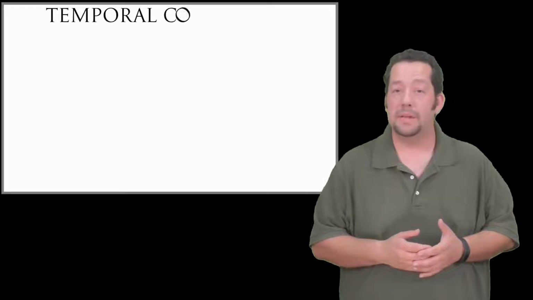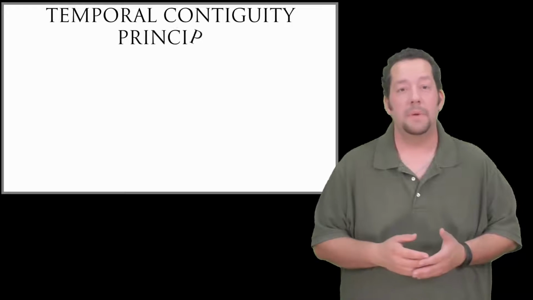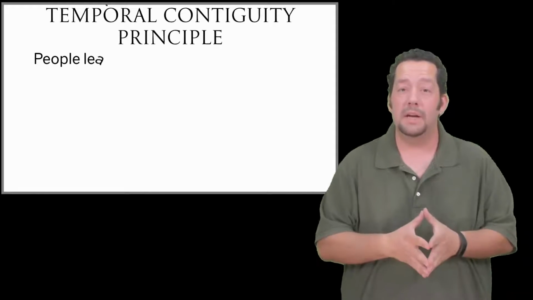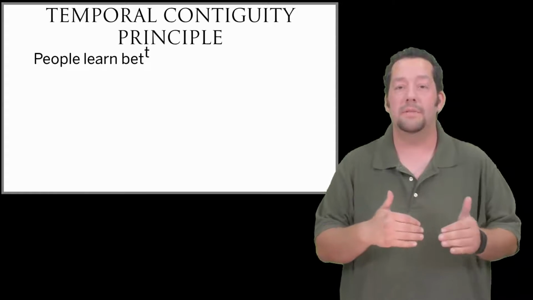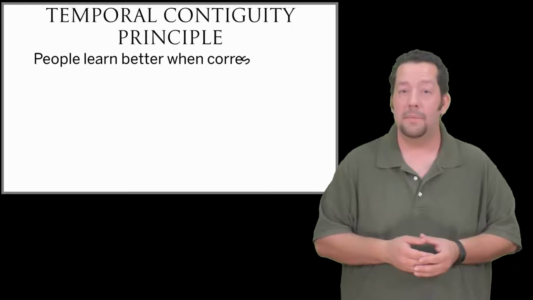Next is the temporal contiguity principle. This is another way discussed in the handbook to reduce extraneous cognitive load. This principle states that people learn better when corresponding narration and animation are presented simultaneously rather than successively. In other words, the words are spoken at the same time they're illustrated in the animation.